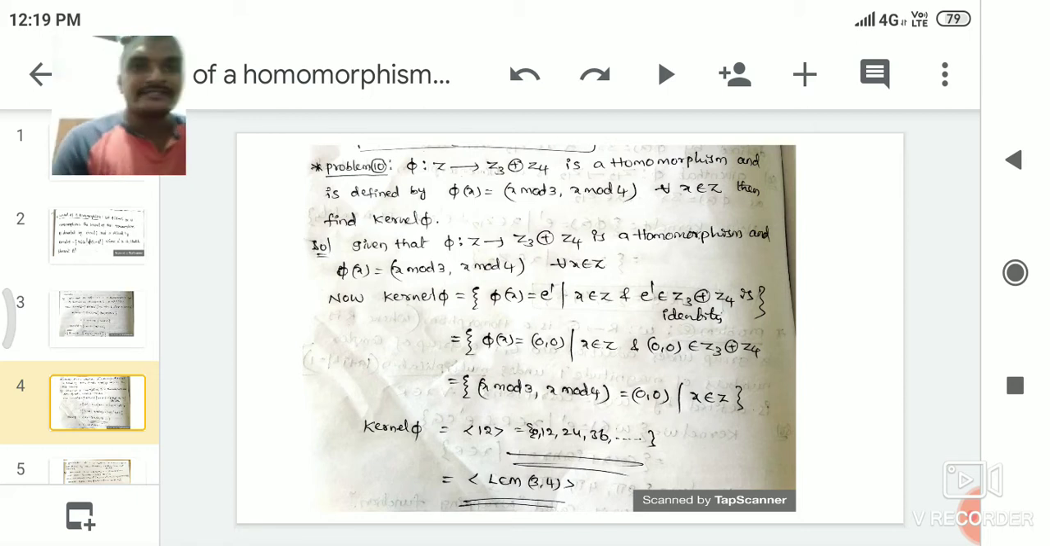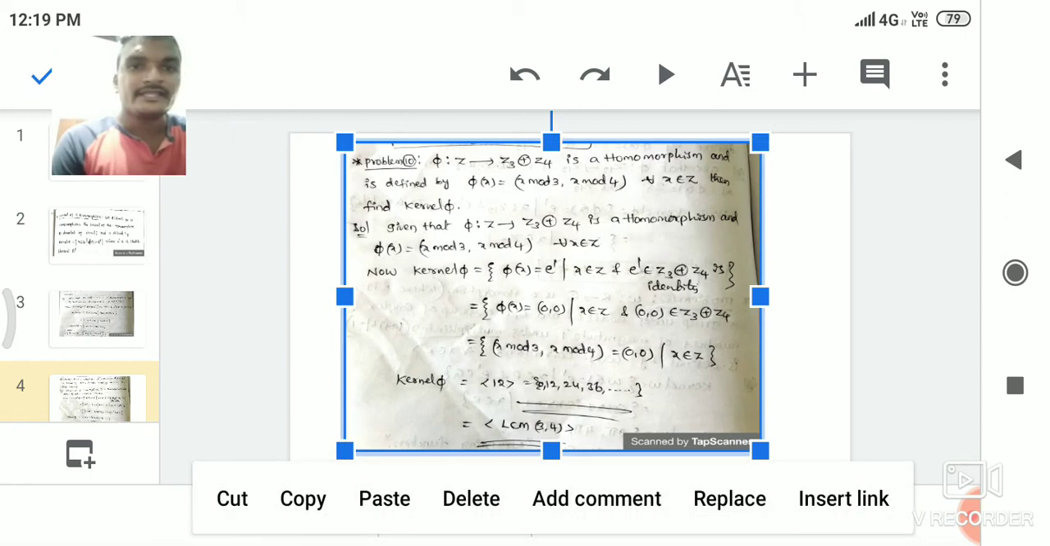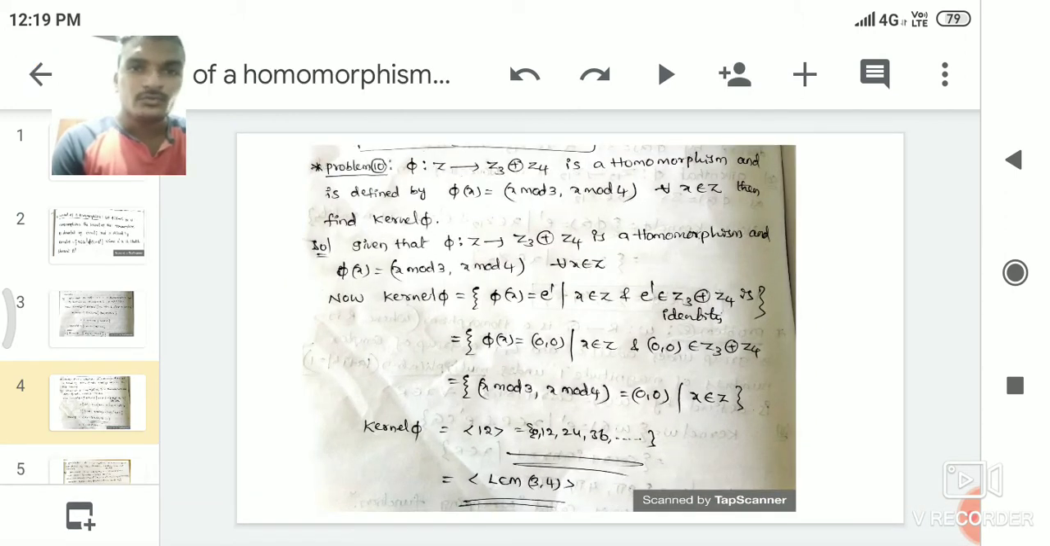If you substitute x is equal to 5, 5 mod 3 is equal to 2. Here 5 mod 4 is 1, that is not equal to (0, 0). Similarly, continuing this process, we substitute x is equal to 12. 12 mod 3 is 0. 12 mod 4 is also 0. That's why 12 is the solution of this one. And similarly, 24, 36 and so on are all solutions of this equation. That's why here kernel phi is equal to generator of 12.